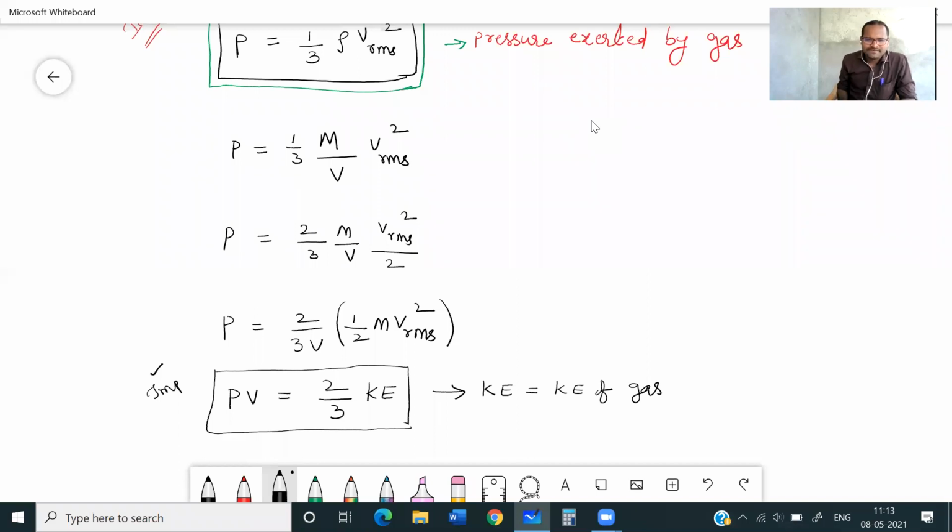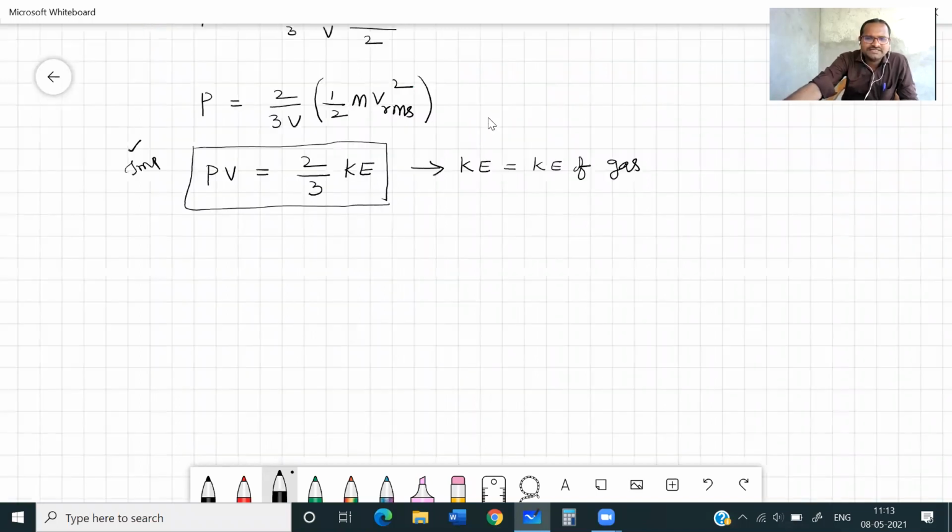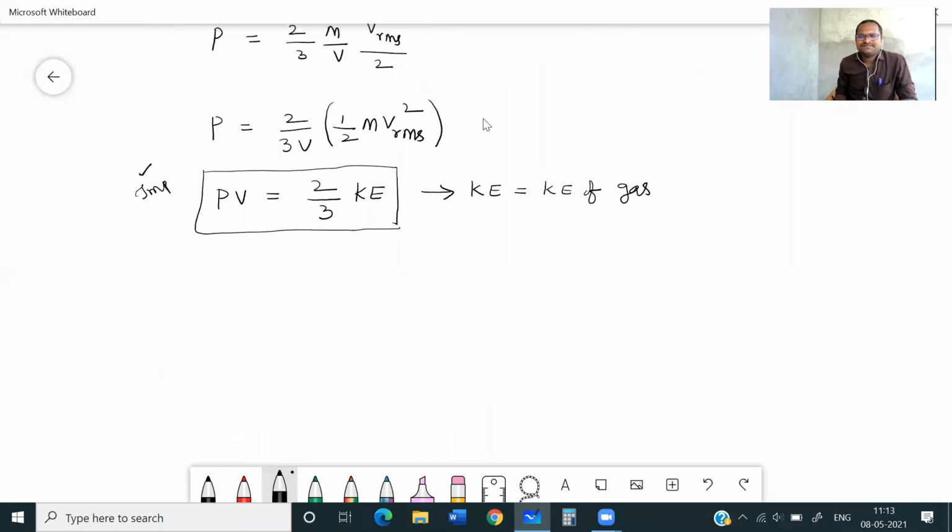Now still we can write this one. How can we write? As we know from the ideal gas equation, or perfect gas equation.